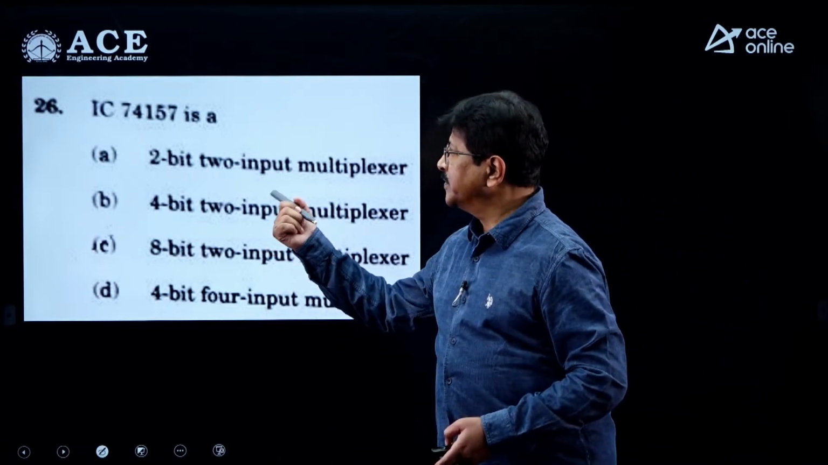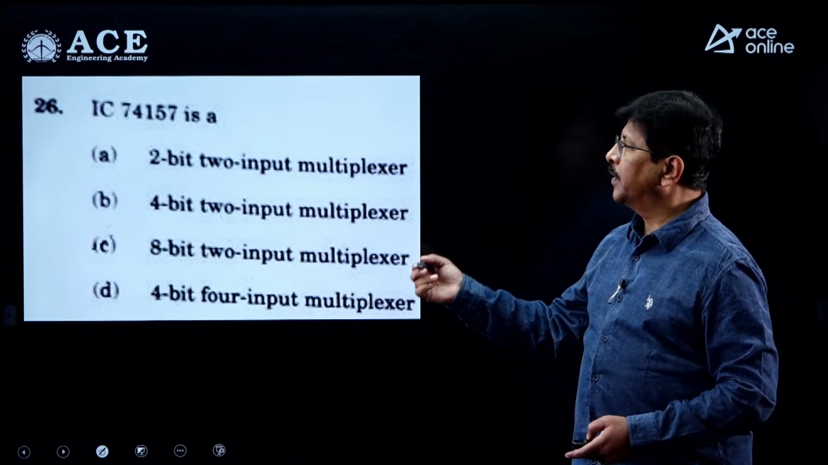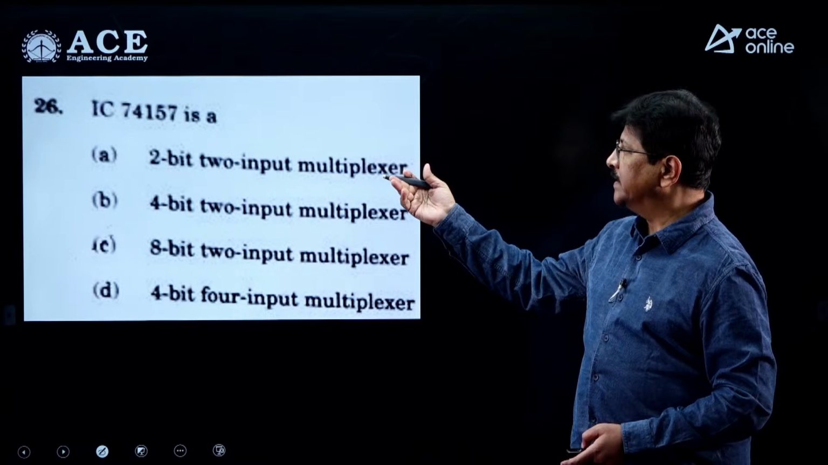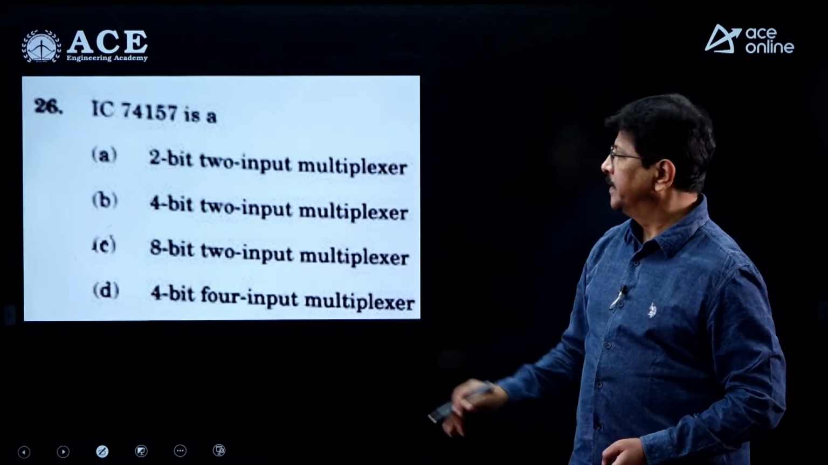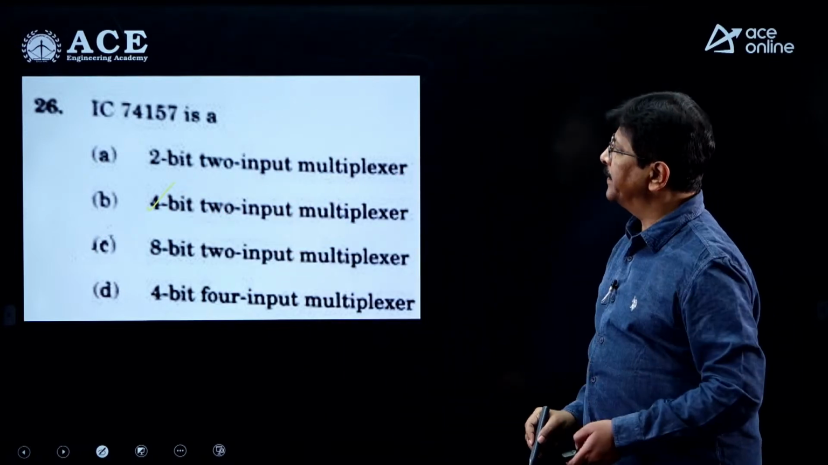Yeah, so of course, unfortunately here, it has given some memory based question. You have to know about the IC number and what is its description. So this one is a 2:1 multiplexer having a quad nature. So the correct option to this is this one, 4-bit 2-input multiplexer.